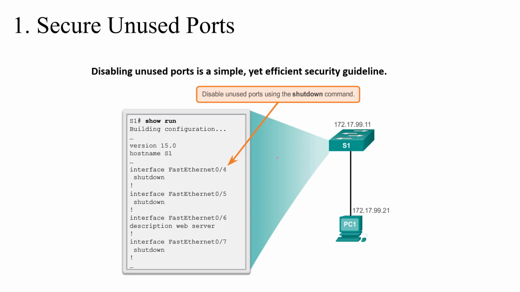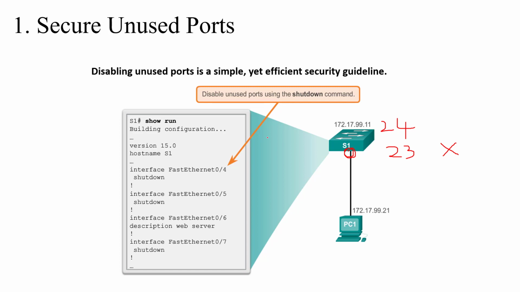What is that? You see, this is a switch. In this switch, say there are 24 ports available, but I'm connecting only one port. The remaining 23 ports are going to be free. These remaining 23 ports, you have to keep closed. You have to shut them down. If you have not shut them down, attackers can easily enter through them.